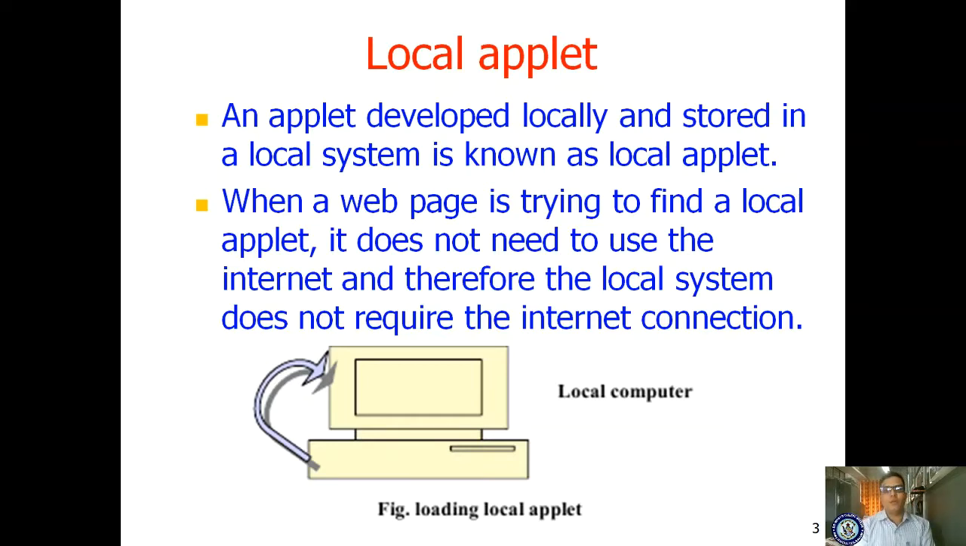When a web page is trying to find a local applet, it does not need to use the internet, and therefore the local system does not require an internet connection. When a web page is trying to find a local applet, it means you developed your own programs which are stored in your system. So it doesn't require any internet connection to run that local applet. Here is a figure showing a system where you have developed your program and you are running it within your computer.